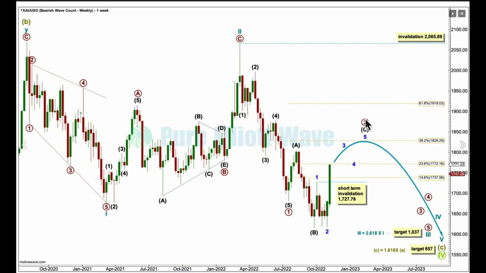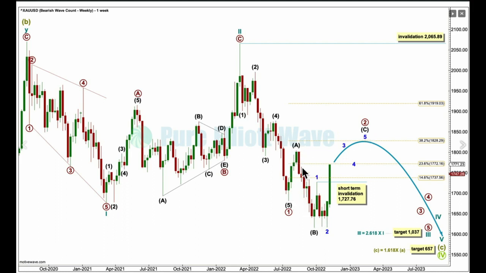Primary 2 unfolding as an expanded flat is a common Elliott wave structure. Here is an example at a lower degree. Intermediate 2 is an expanded flat, A, B, C. B moves beyond the start of A, and then C moves beyond the end of A. So Primary 2, A, B, C.